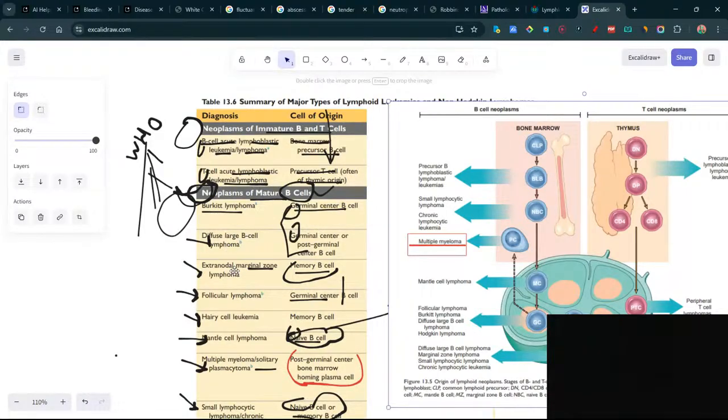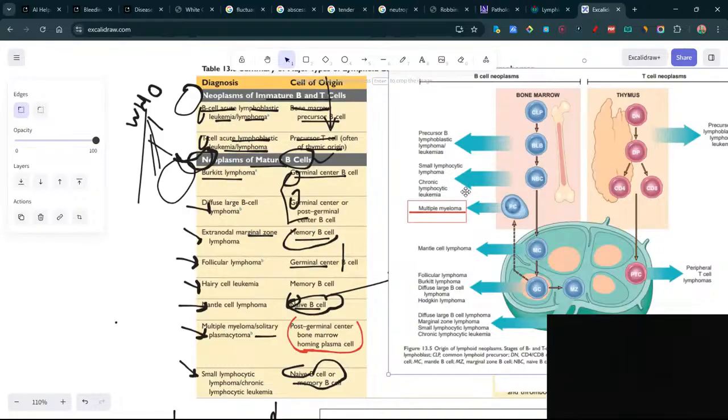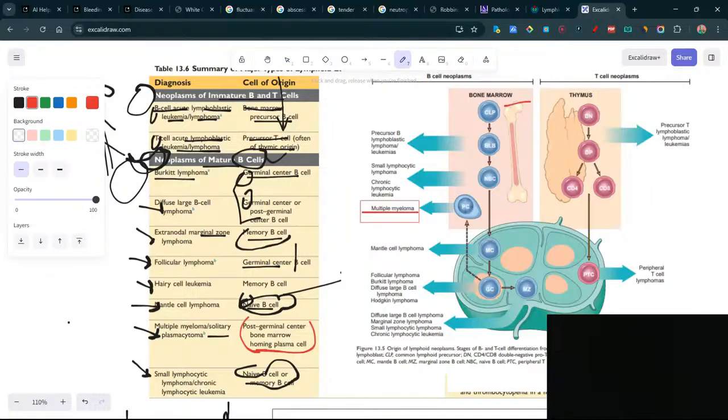Okay, where is chronic lymphocytic leukemia and small lymphocytic lymphoma, and the precursor lymphomas? This is bone marrow. CLP, BLB, NBC. What is CLP? Common lymphoid precursor.